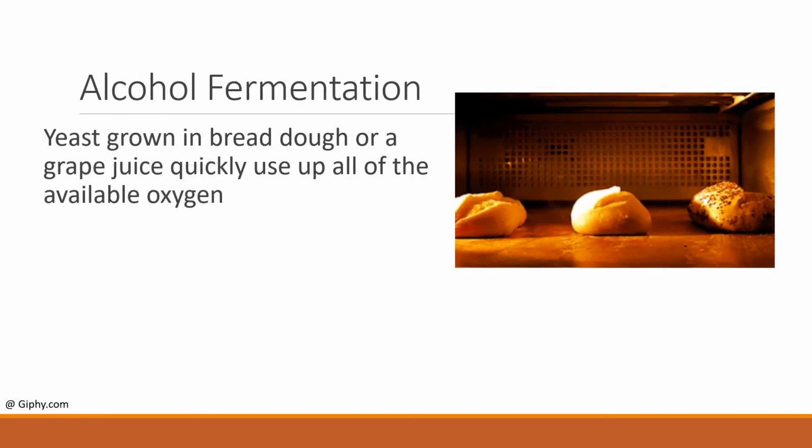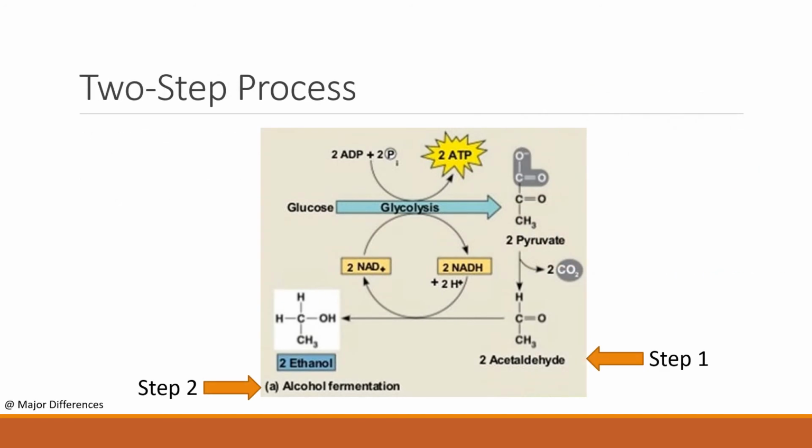The second pathway for fermentation is called alcohol fermentation. This occurs when the yeast grown in bread dough or grape juice quickly uses up all of the available oxygen. Again, this halts the processes that produce ATP in cellular respiration. Forming ethanol from pyruvate occurs in 2 steps. First, a carboxyl group is removed from pyruvate and released as carbon dioxide, producing a 2-carbon molecule.